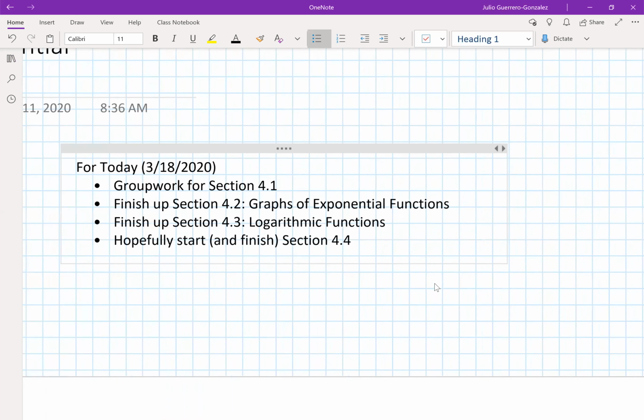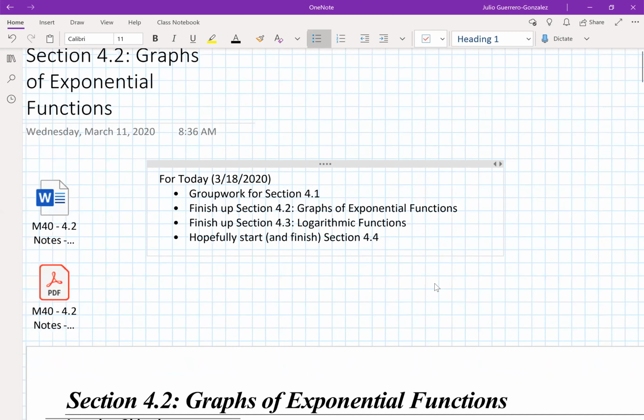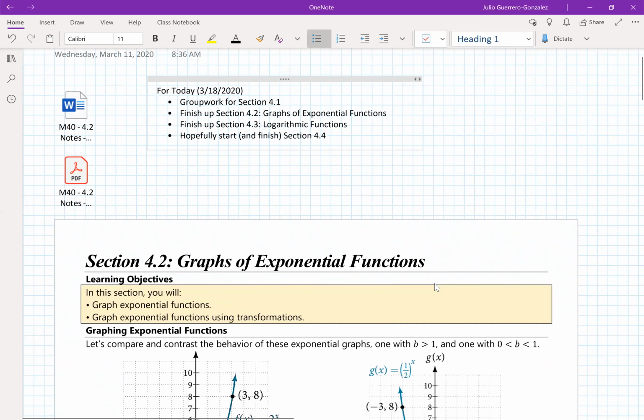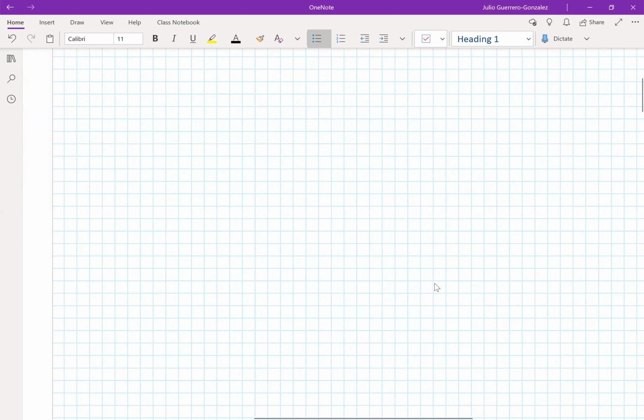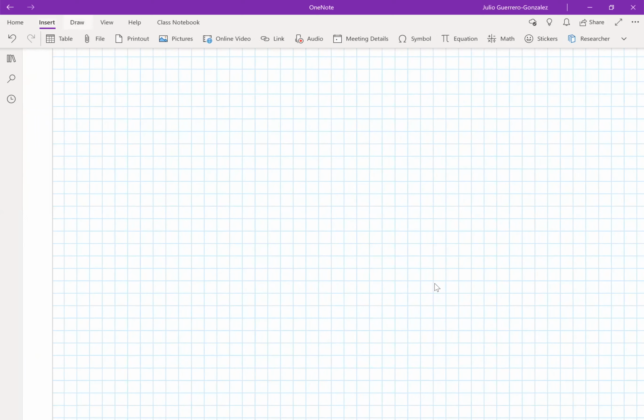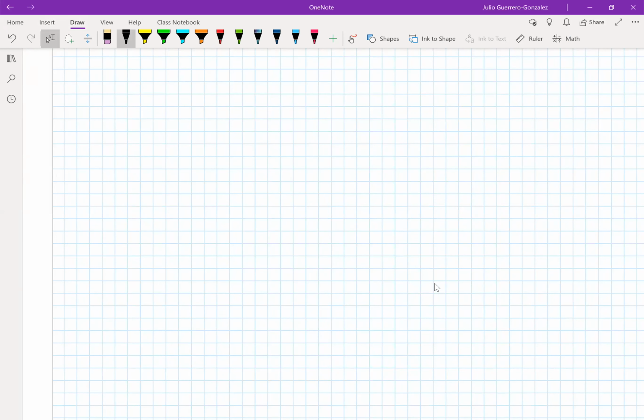Okay. So we're going to continue on with our study of exponentials, the next group of functions that we were supposed to study for the class. And we're going to start learning how to graph the darn things, right? So before we start, I want to do a quick review of some stuff.